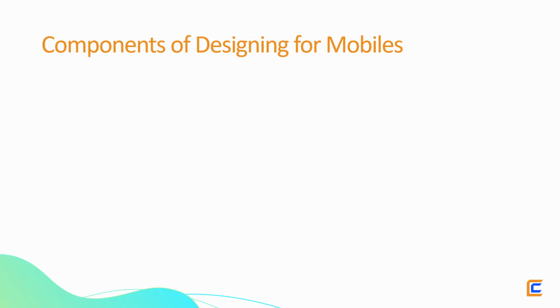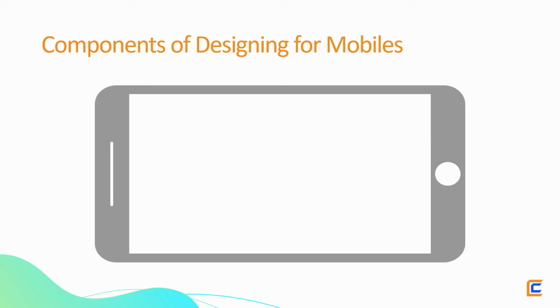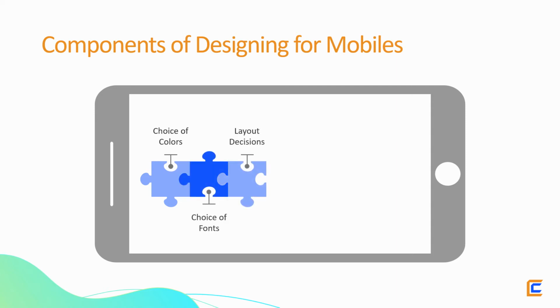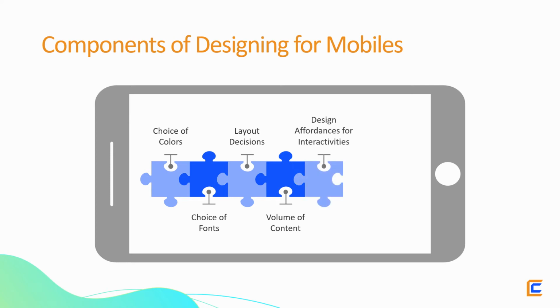As we are drawing parallels from UX principles, let's see how we can use the following to ensure an effective learning experience. Choice of colors. Choice of fonts. Layout decisions. Volume of content. Design affordances for interactivities. Tools. Style guide. Let's examine the tips and practices related to these principles one by one.